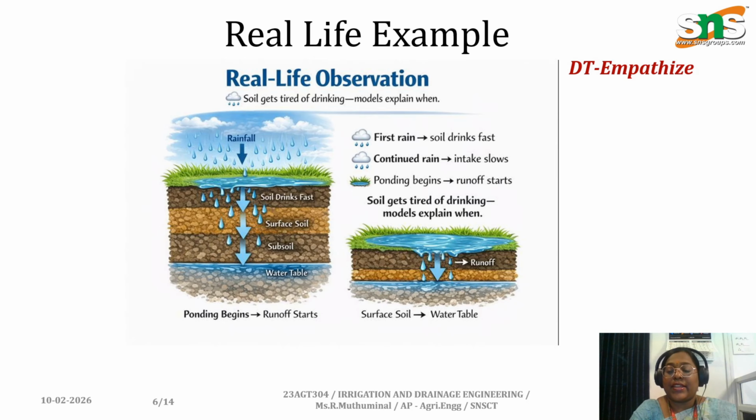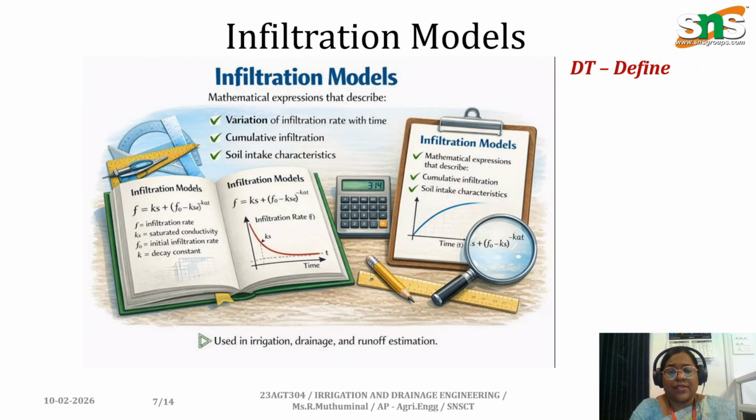Soil gets tired of drinking when more water is available and there is not enough space for the water to fill. This is how water movement happens in the soil. So an infiltration model is nothing but how much capacity the soil has to infiltrate water. We can identify it with the help of a mathematical expression, that is, F = Ks + (F0 - Ks)e^(-Kt).